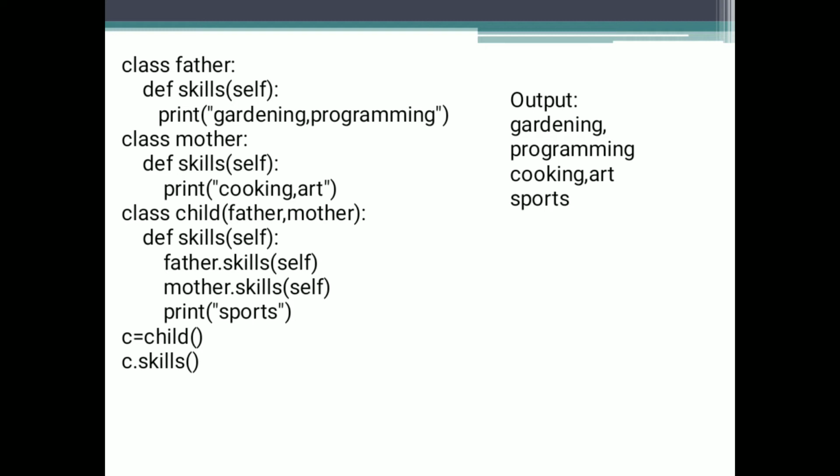Now if you want to inherit the base class skills methods, then just type the class name, that is Father.skills and Mother.skills. What this will do is, when it executes the child class method, it will first execute the Father.skills method and the Mother.skills method and then it will print sports. Then we create an object C of the child class and access the method skills. The output we get from this program is gardening, programming, cooking, art, sports.